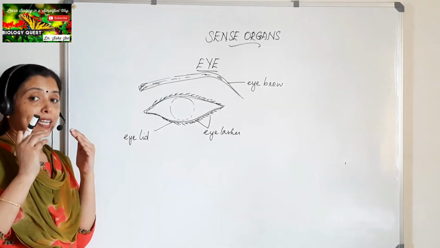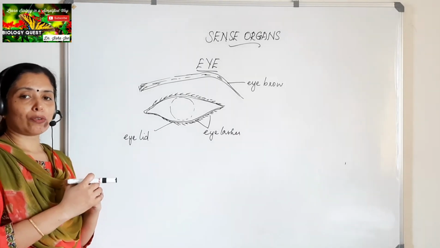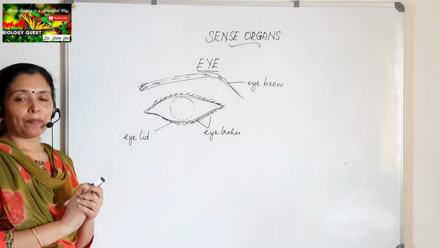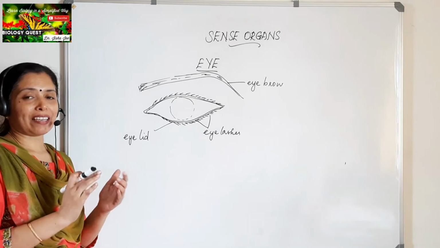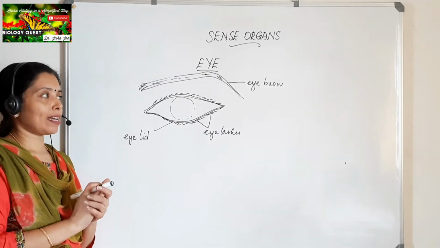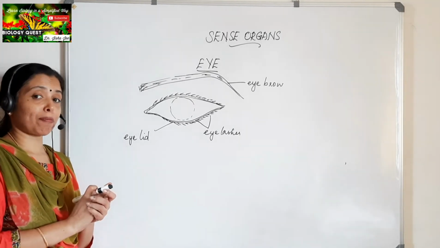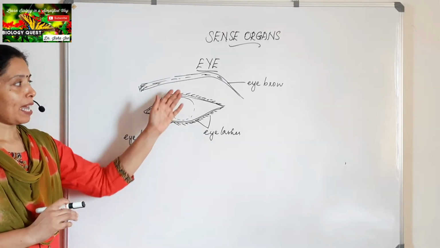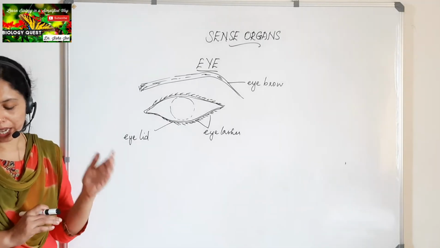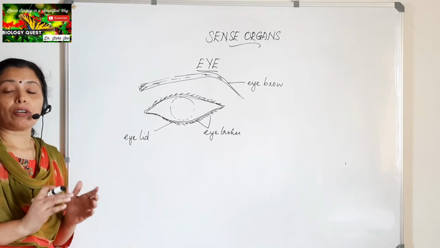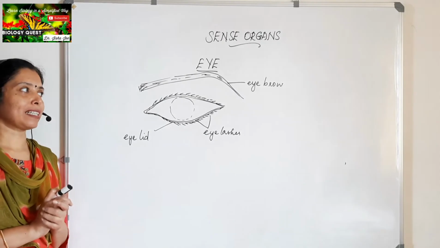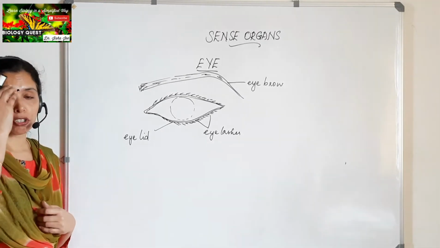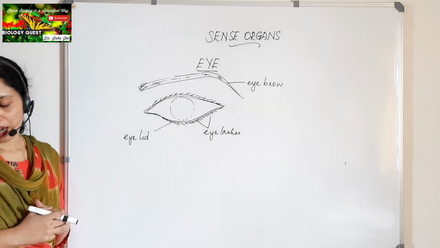The eyelids protect the front side of the eyes, and also shut out light. Then we have the eyelashes. Eyelashes prevent the entry of large particles, such as dust particles, into our eyes. Then we have the eyebrows. The eyebrows are not a part of the eye, but they give protection to the eye by preventing the sweat or the water drops from trickling down into our eyes.